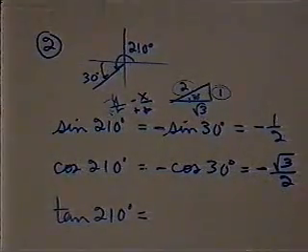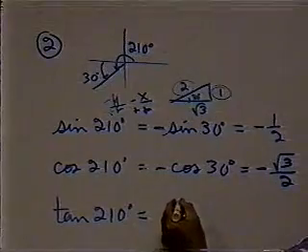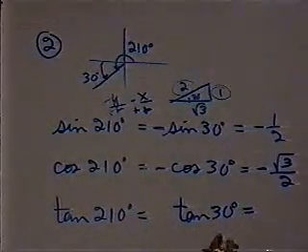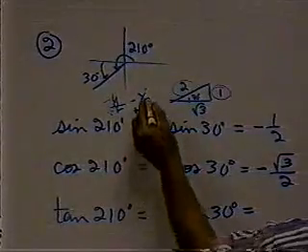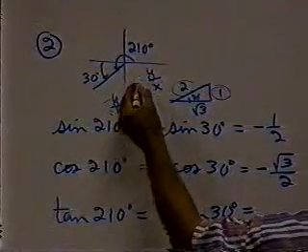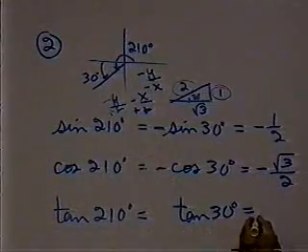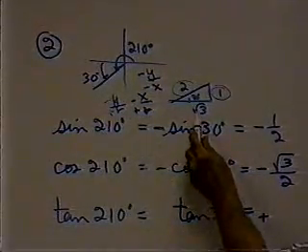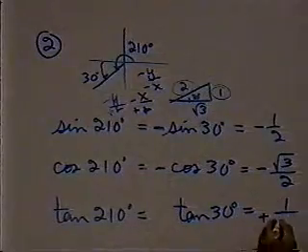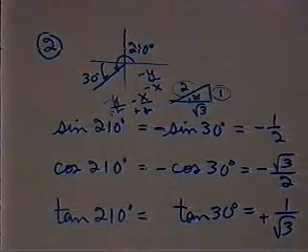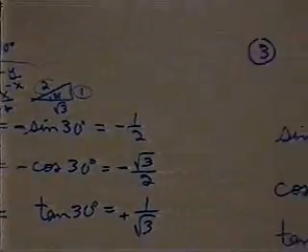All right, tangent. Tangent of 210 is tangent of 30. Plus or minus. Tangent is y over x. Quadrant 3 is negative, negative, so that's positive. So the answer is a positive. 30 degrees, tangent is 1 over the square root of 3. That's how it works. Okay, let's look at the next example of minus 210.